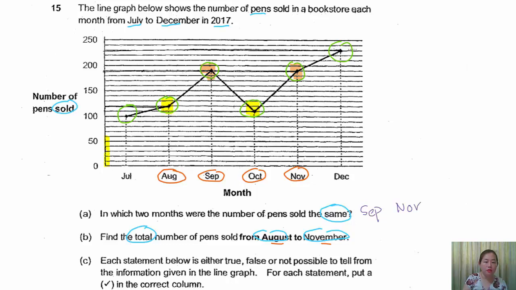Okay, let's count the number of horizontal lines, the gaps here: 1, 2, 3, 4, 5. So it looks like that. 1, 2, 3, 4, 5. And since this is 50 and there are 5 gaps, each gap represents 10, because 50 divided by 5 is actually 10.